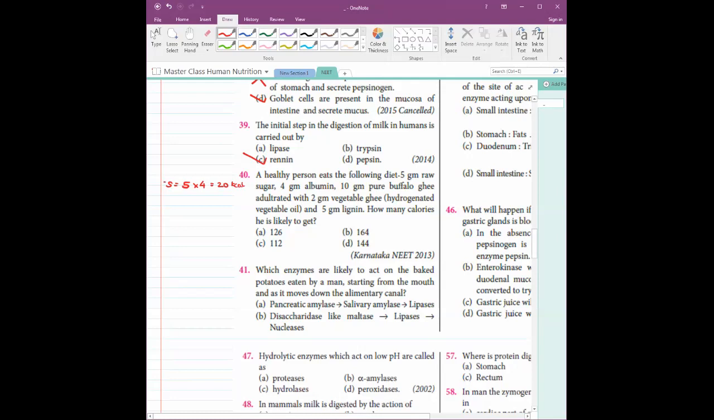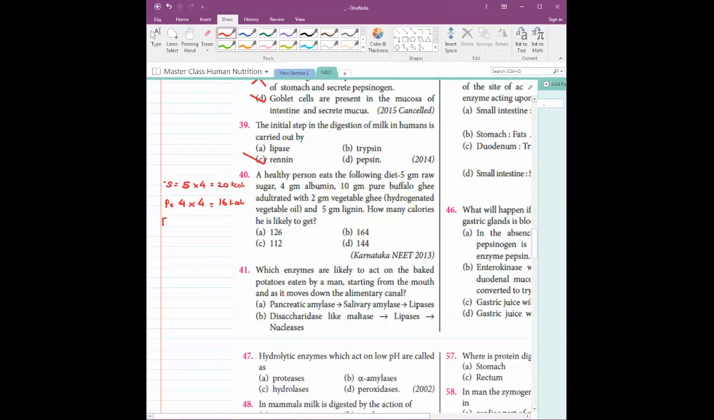Then 4 grams of albumin. Albumin is protein, right? So how much are we going to get from protein? Once again it is 4 kilocalories per gram. So 4 grams into 4 is going to be 16 kilocalories.